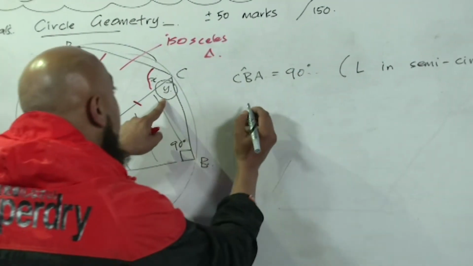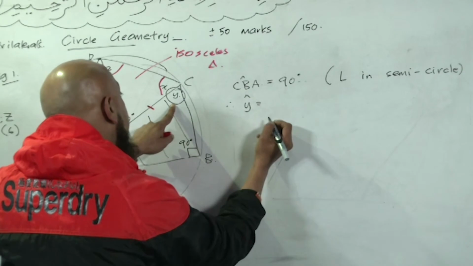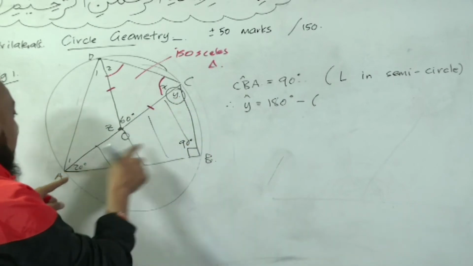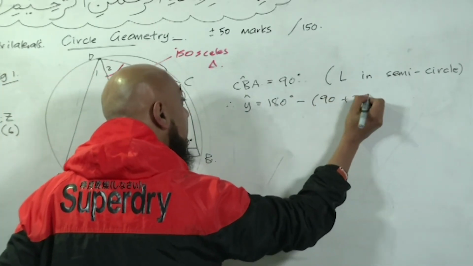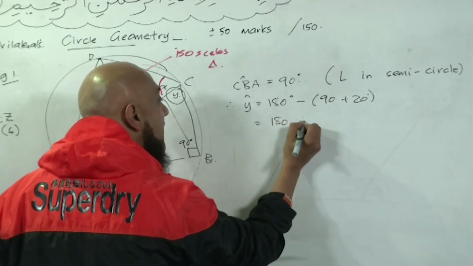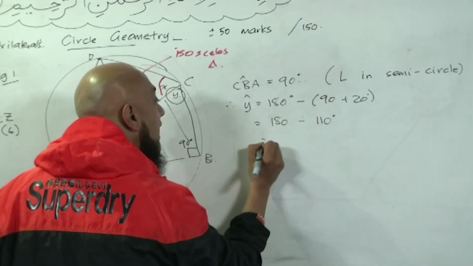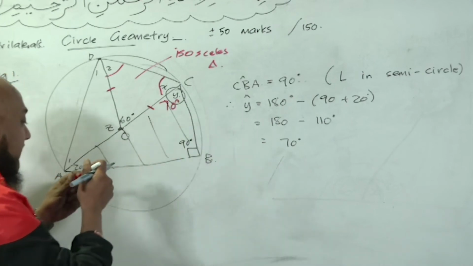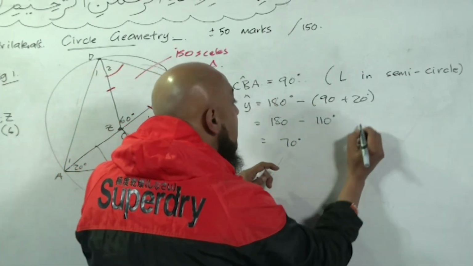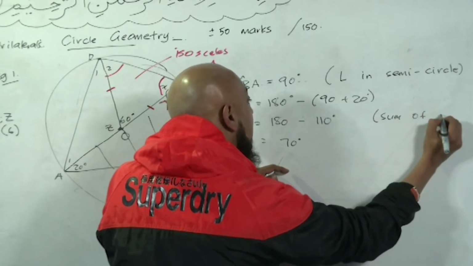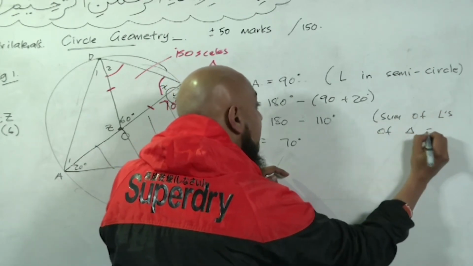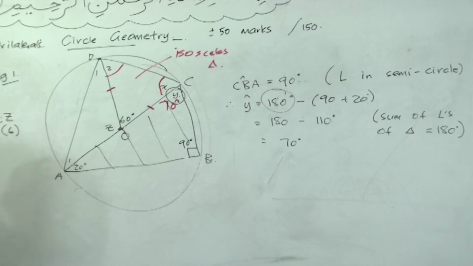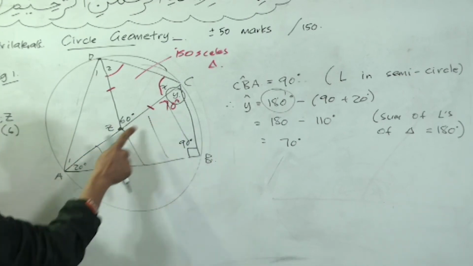Okay. So therefore, angle Y is equal to, if this is a triangle, 180 minus 90 plus 20. 180 minus 90 plus 20 is 110. 180 minus 110 is 70 degrees. So we know that this is 70 degrees. Why did you say that it's 180 minus 90 plus 20? Because we know that sum of the angles of a triangle is equal to 180 degrees. That is why we use 180 minus the sum of these two angles. So now that we've got that to be 90, we've got 70, we've got 20.